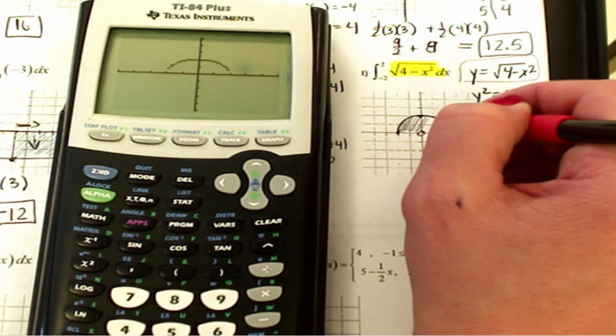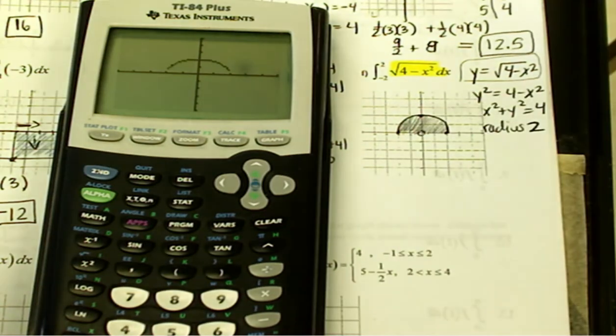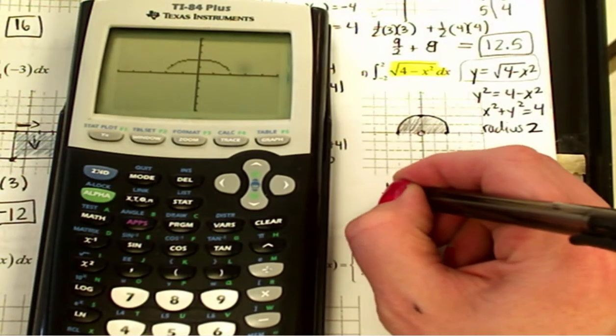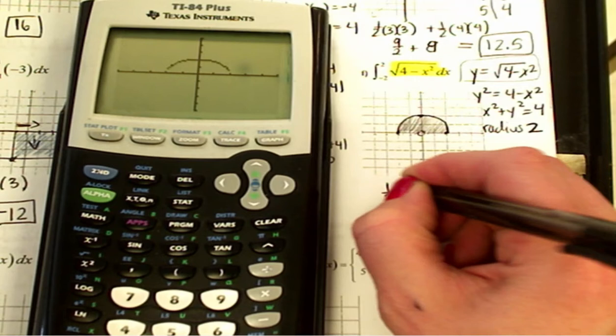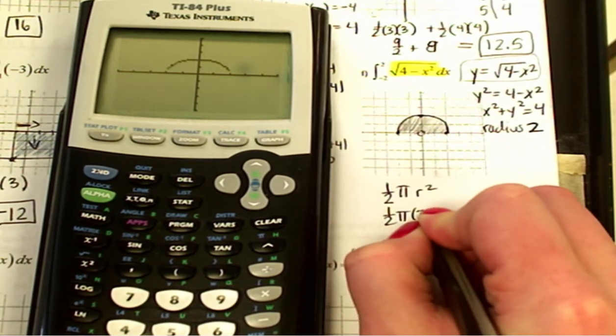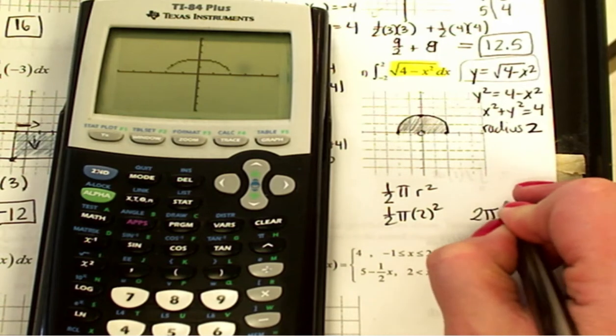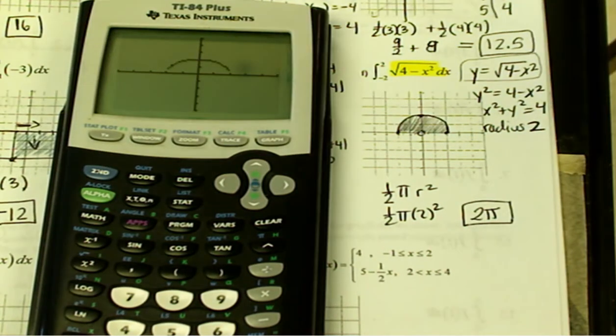Well, it's only half a circle. So we're going to use our geometric shapes to find the area. And then I'll show you how to check it to make sure you did it correctly. Half pi r squared. R squared. Okay, so we get 2 pi.